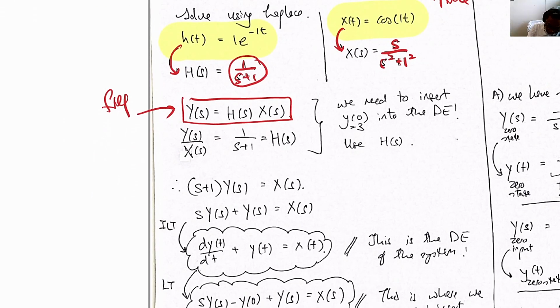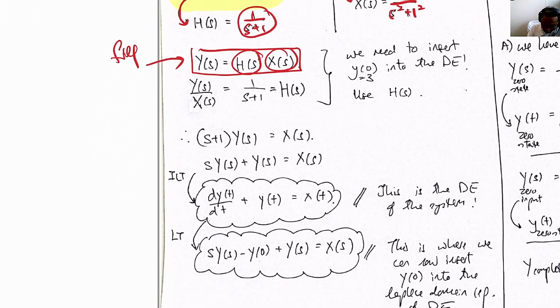Well, we know this relationship: y of s equals h of s times x of s. So we are going to replace h of s by 1 over s plus 1. The unknowns are y of s and x of s. We can then open it up, so s plus 1 times y of s is equal to x of s.